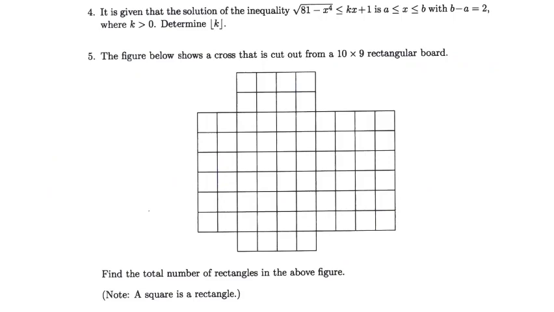Singapore Mathematical Olympiad 2021, SMO, open section, first round, problem number 4. It is given that the solution of the inequality square root of 81 minus x to the power 4 less than or equal to kx plus 1 is a less than or equal to x less than or equal to b, with b minus a equals 2, where k is positive. Determine floor of k. So let's copy and solve this problem.